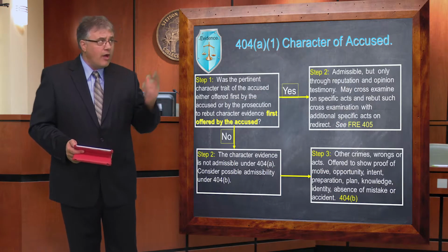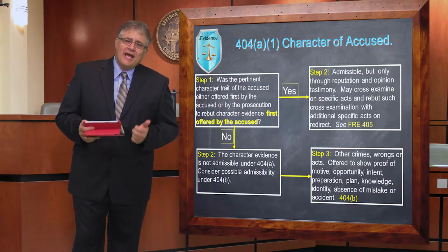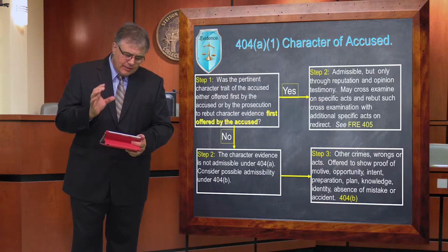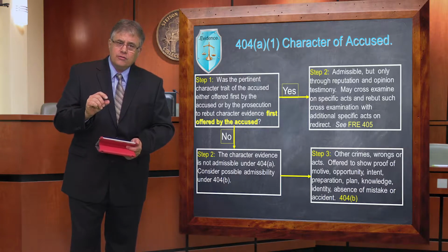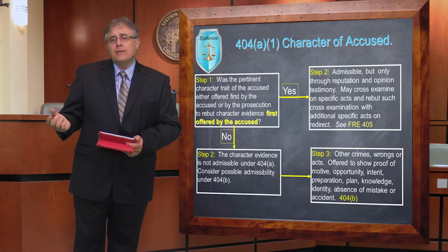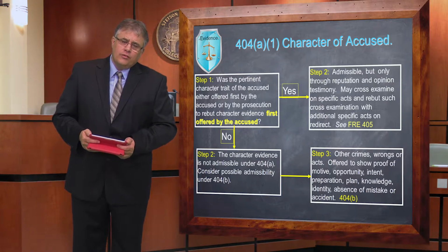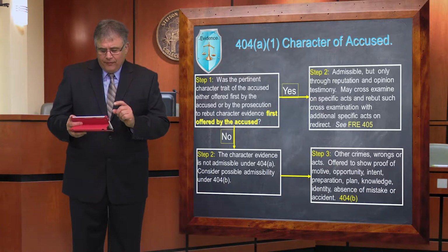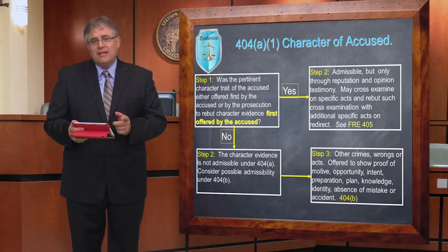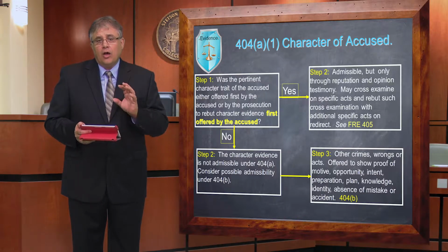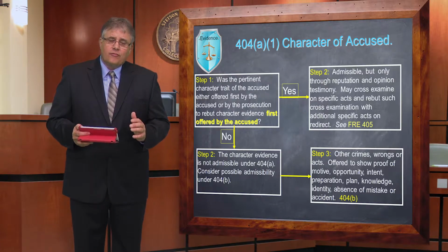We'll start with 404A1, character of the accused. The first step that I ask myself is, is this a pertinent character trait of the accused? And is it being offered by the accused first, or by the prosecution after the accused has put on evidence to rebut what the accused has said? If it is first offered by the accused, then I am allowed to admit it. But it can only come in under the restrictions of Federal Rule of Evidence 405.